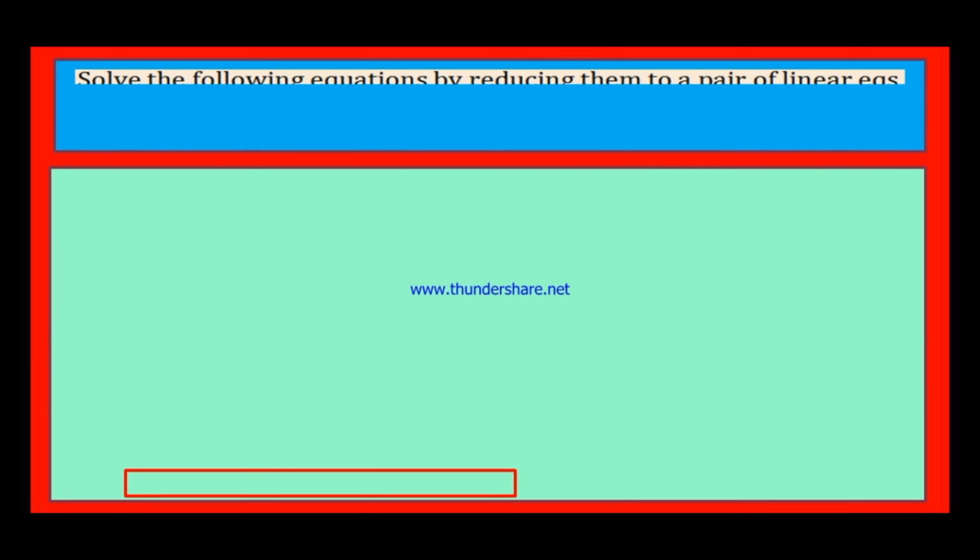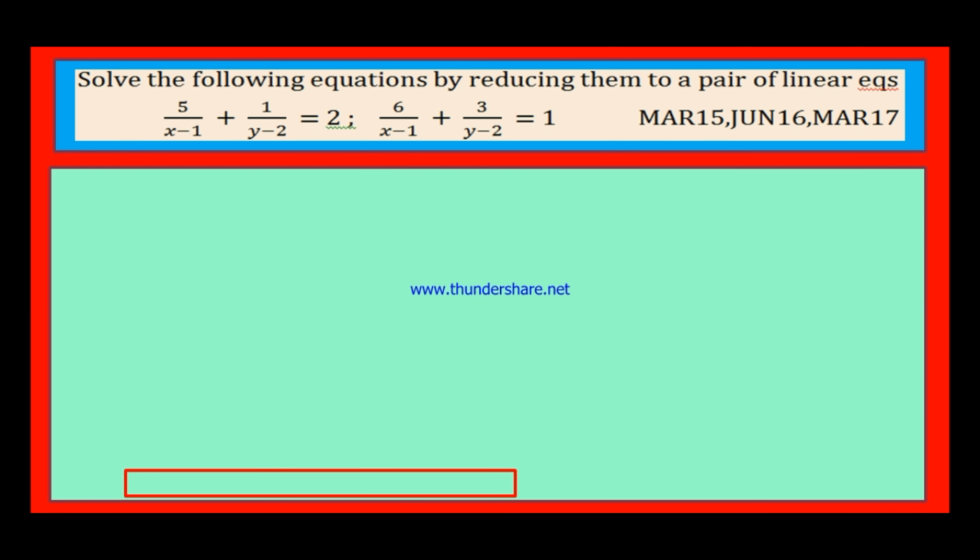Now another question. Solve the following equations by reducing them to a pair of linear equations. 5 by x minus 1 plus 1 by y minus 2 is equal to 2. 6 by x minus 1 plus 3 by y minus 2 is equal to 1. This question appeared in March 2015, June 2016 and March 2017.